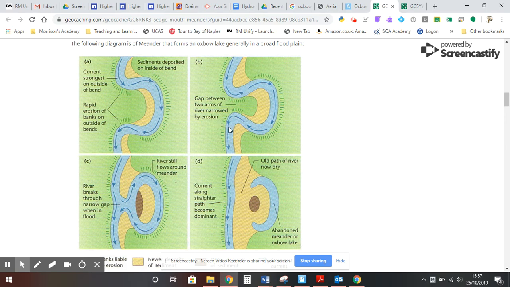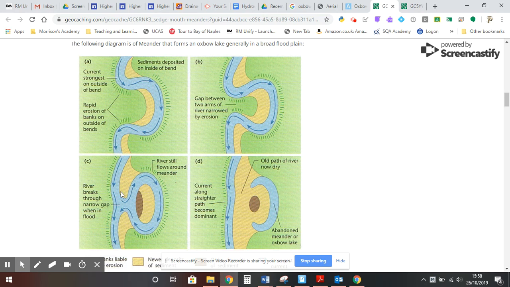Next step is to tell me that over time, two outside bends will start to get closer towards each other, creating a thin neck between the two outsides of the river bends. Eventually, and normally during a flood period where the river has far more energy, the river will break through this neck, and we can see this in the third diagram, eroding away the neck completely and forming a new channel, with the old channel still having water pushed around it.